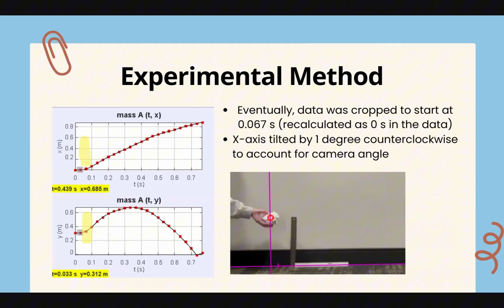To make the model more accurate, the x-axis was tilted by 1 degree counterclockwise to account for the camera angle. We marked the position frame by frame and obtained position versus time and velocity versus time data, allowing us to extract the experimental trajectory of the object.